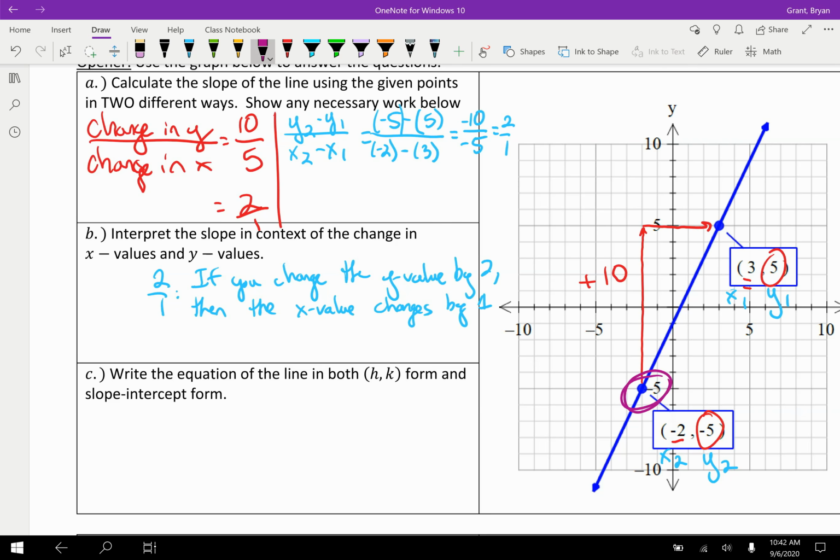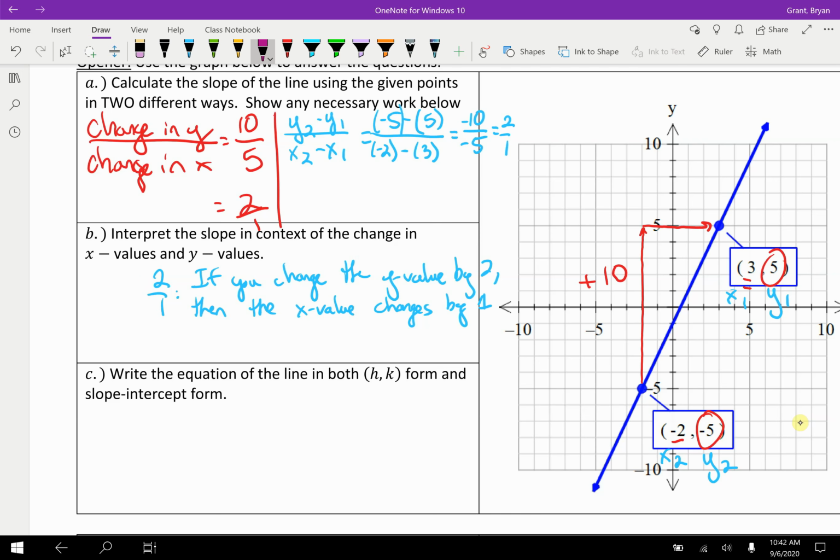So let's start at this 5 right here, and let's change the y value by 2. Now, when I say change by 2, since this is positive, that automatically implies we're going up. If I had said you change the y value by negative 2, then that would mean we're going down. We'd go down by 2, right? So let's look at maybe both of those and see what it would look like.